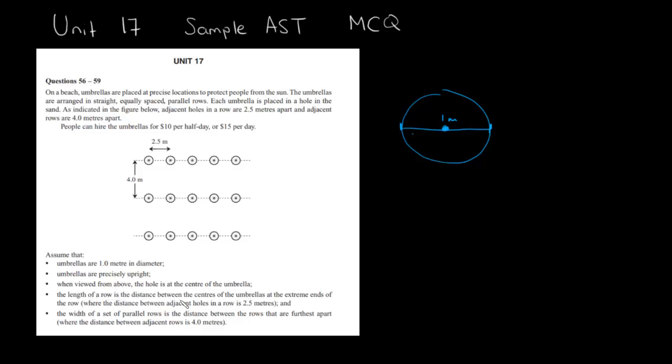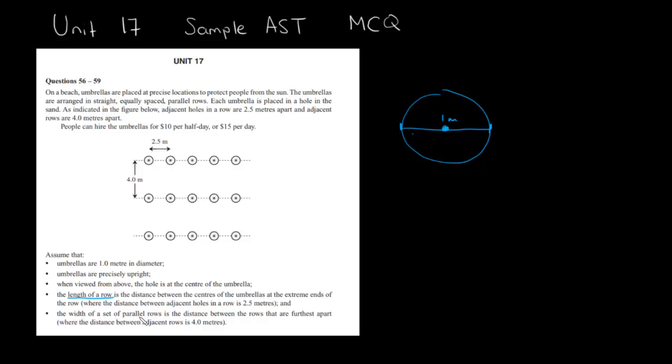The length of a row is the distance between the centers of the umbrellas at the extreme ends of the row. So what is the length of this row? That's the distance from that hole there to that hole there. It's not from the edge of the umbrella to the edge of another umbrella. It's from hole to hole. That's what we're going to define as the length of a row. And the distance between adjacent holes in each row is 2.5, so from there to there is 2.5 meters.